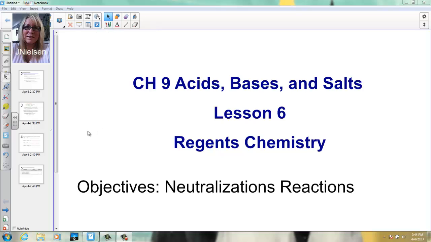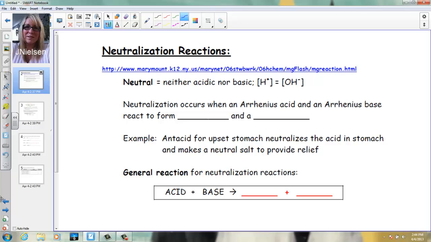Okay, this is Chapter 9, Acids, Bases, and Salts, Lesson 6, and we're going to talk about neutralization reactions today. What is neutralization? Neutral means neither acidic nor basic. It means that our hydrogen ion concentration is equal to our hydroxide ion concentration. Neutralization occurs when an Arrhenius acid and an Arrhenius base react to form water and a salt.